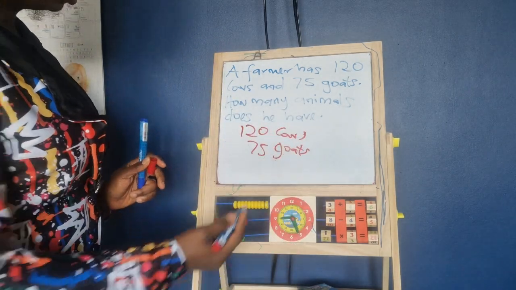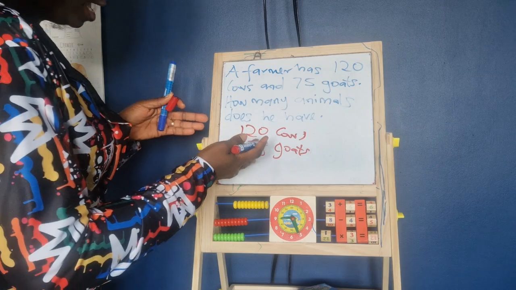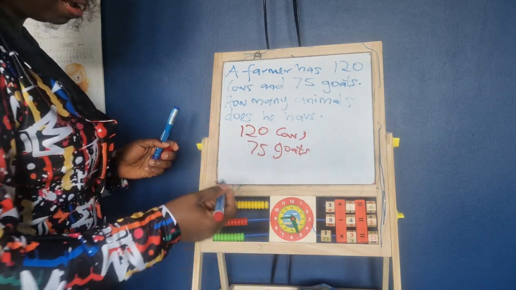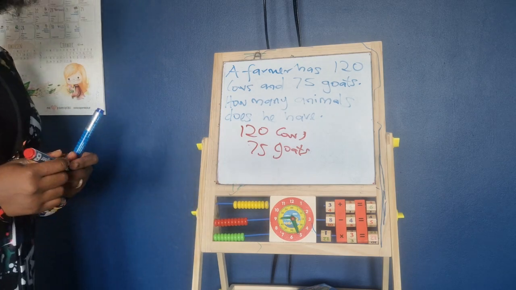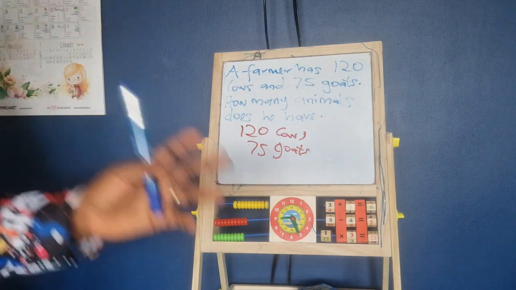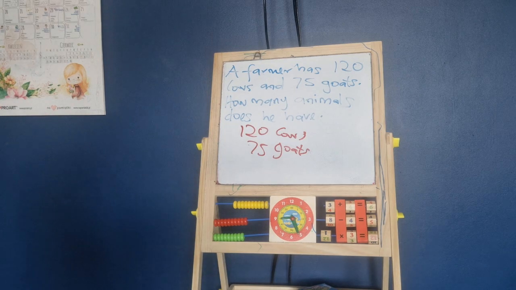Cows are animals, goats are animals. So you are expected to add them. Some students might make a mistake and subtract, but that is wrong. So when you see a word problem, read it, understand it before you solve.